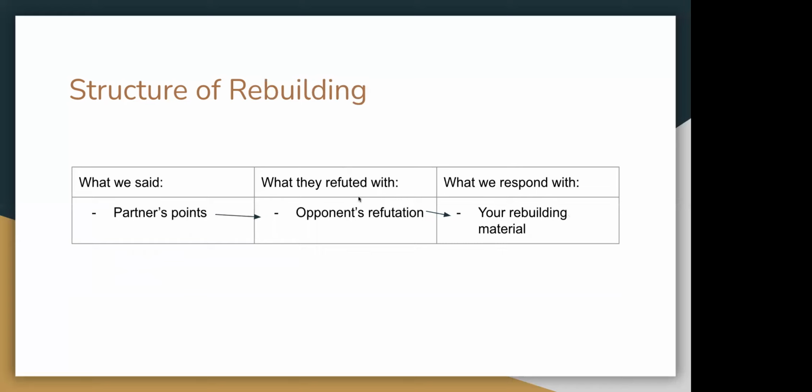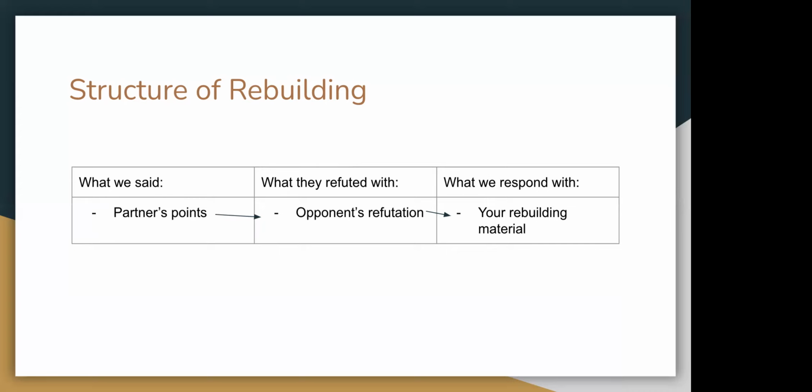Rebuilding is a little bit similar, but there's an additional component given that rebuilding is actually summarizing three different perspectives. So for rebuilding, there's three different sections of the T-chart. The first part is what we said, right? And this is where your partner's points go, what your partner already said. Then you have another one that's what they refuted with, and then you draw an arrow from your partner's point to the rebuttal that was given in response to your partner's points, and then what we respond with, right?